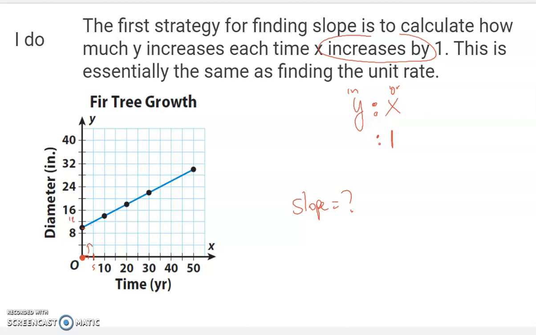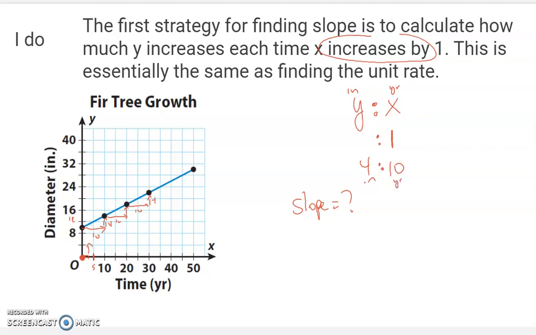So what I can see is this starts at 10, so when x increases by 10 years, it looks like this increases by 4 inches. 10 years, 4 inches. 10 more years, 4 more inches. So it is growing at a steady rate of 4 inches every 10 years. That's where we are so far.